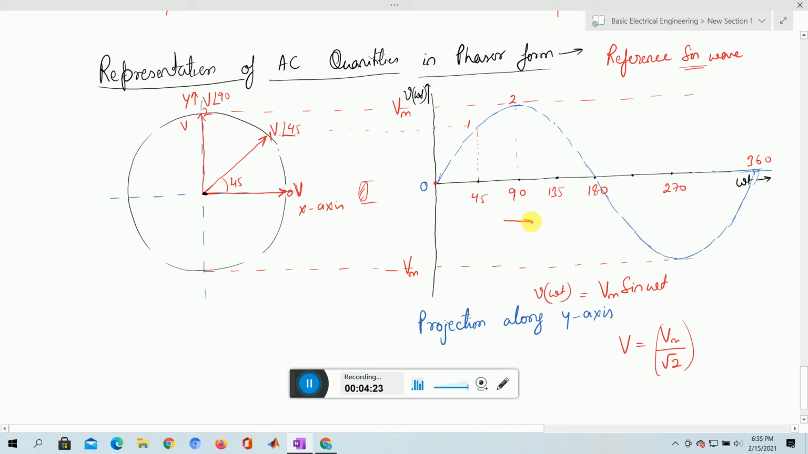Here we are writing in terms of omega t. Okay, we can have this vector rotating at omega t in the anti-clockwise direction, which has the same meaning as this waveform moving in the right hand side direction.